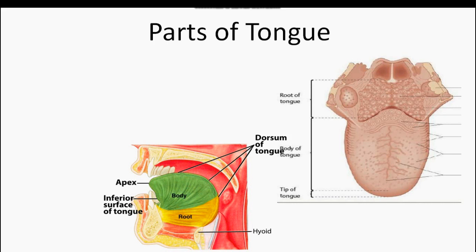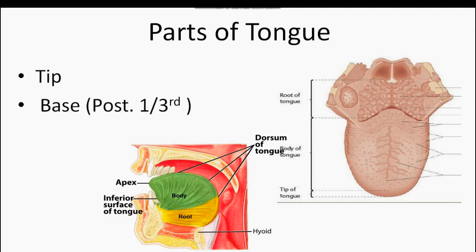Let's see the parts of the tongue. First we see in the parts of the tongue is tip. You can see tip is here. Next part is the base of the tongue. Here is the base of the tongue, which is a posterior 1/3, and it's directed toward the oropharynx.